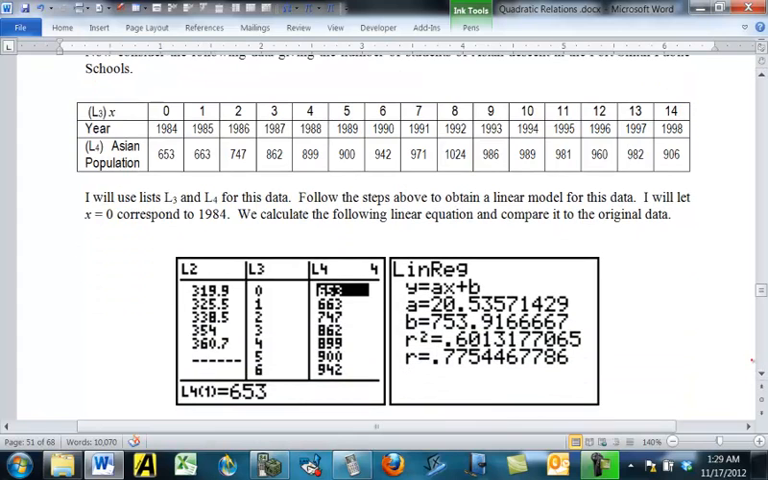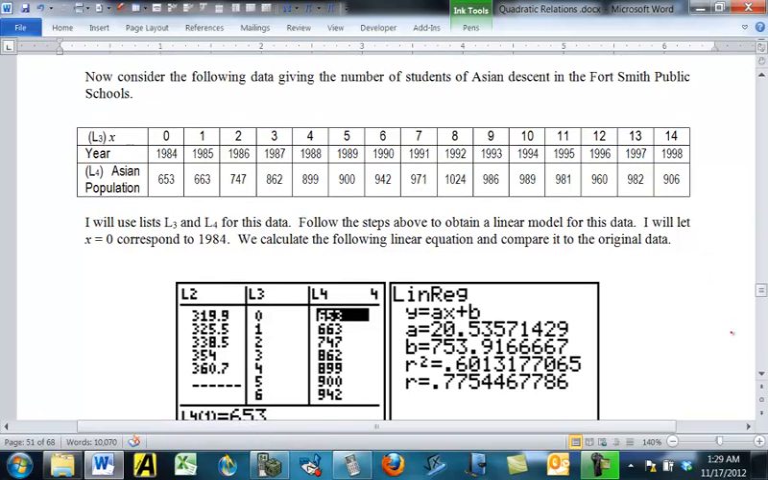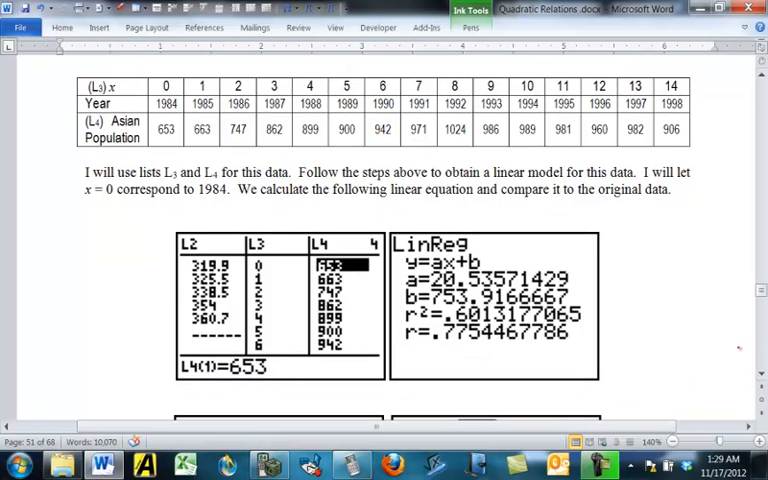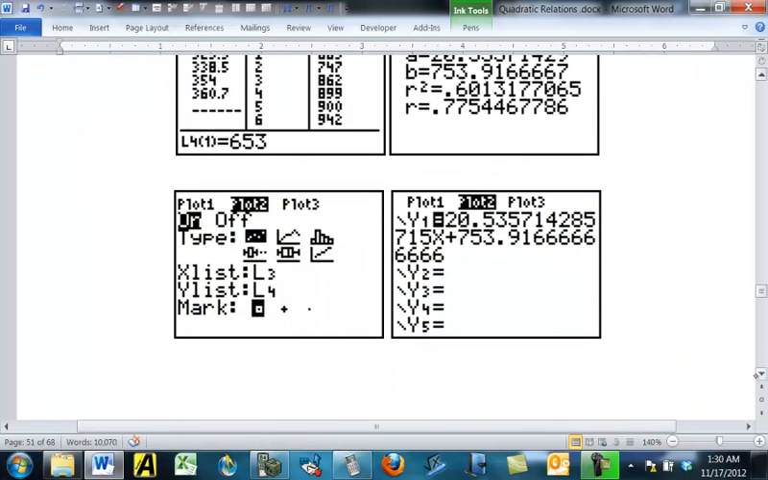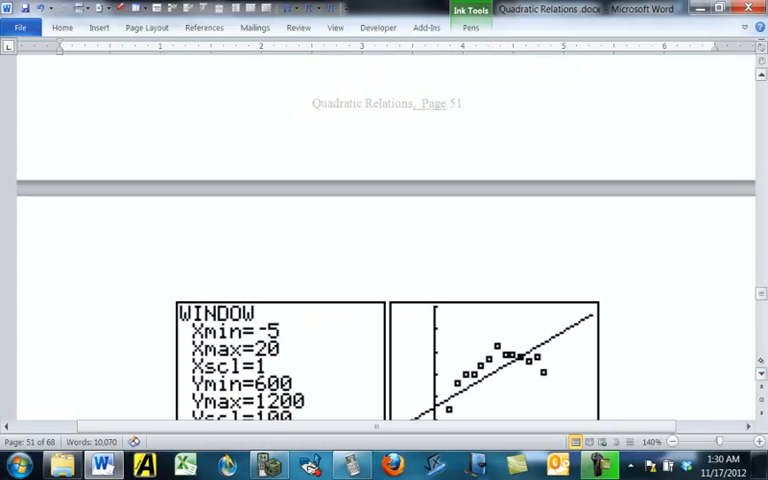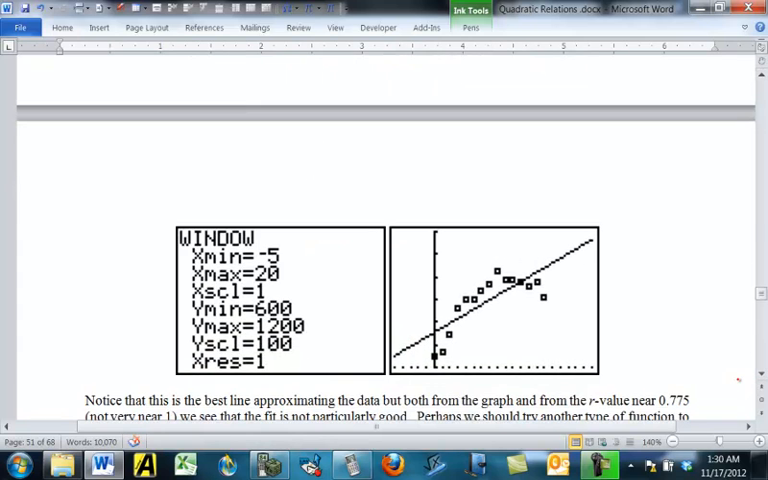So here we put our data in. Remember how we do regression? This is some actual data from the Fort Smith Public Schools for 1984 to 1994: the number of students of Asian descent, Asian population. I put it in L4, so I put my data in there. I could do it with linear regression, and I did, but I graph it. Look, it's a very, very poor fit.